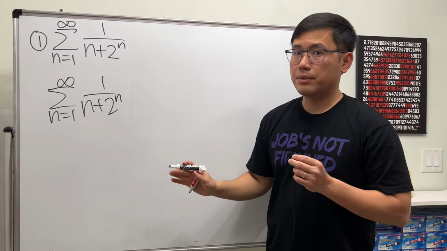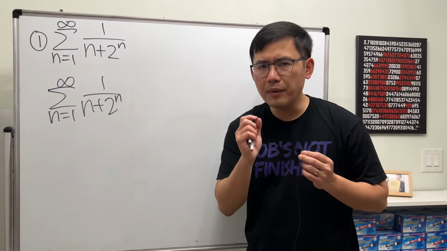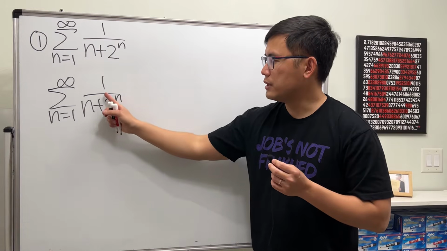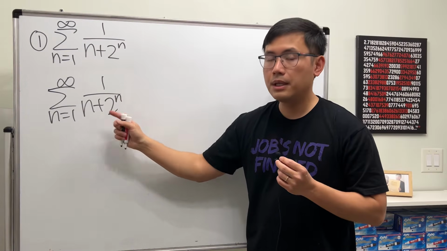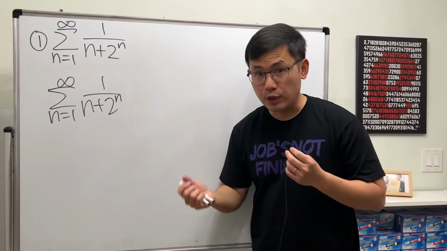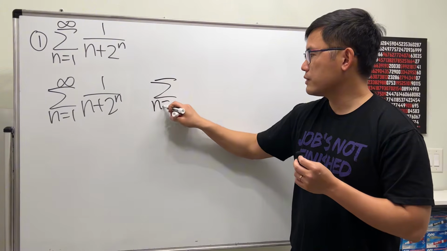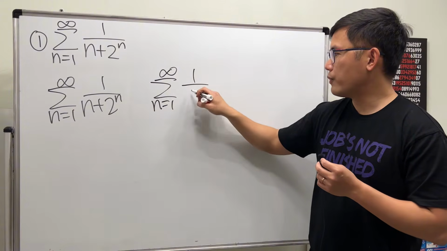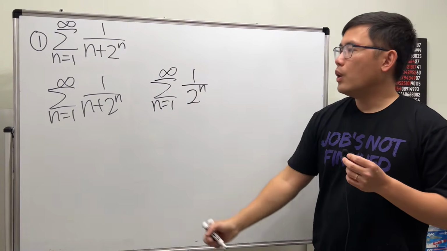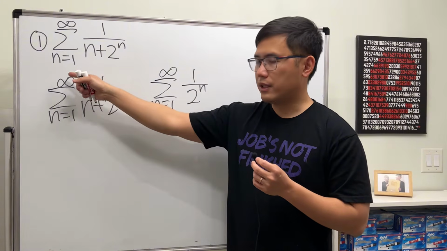This right here is not so bad because we only have 1 on the top and 2 terms on the bottom. Pick up the dominating part, which in this case will be 2 to the n, because 2 to the n is so much bigger compared to n, as n goes to infinity. So let's just look at the series as n goes from 1 to infinity of 1 over 2 to the n. Well, n is positive because n goes from 1 to infinity.